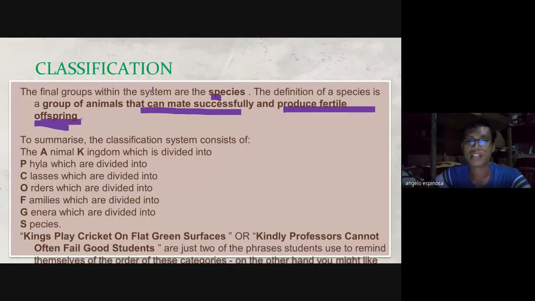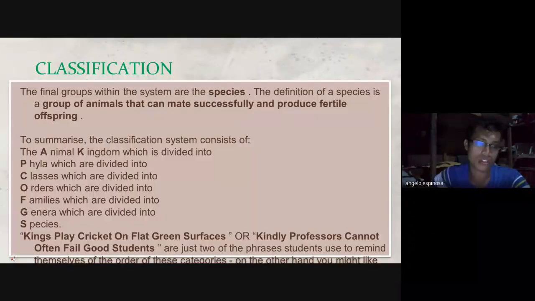So to summarize the classification system: the animal kingdom is divided into phyla, or phylum. Example, we have here the animal kingdom, okay? The animal kingdom is divided into phyla. So we write it phyla here, P.